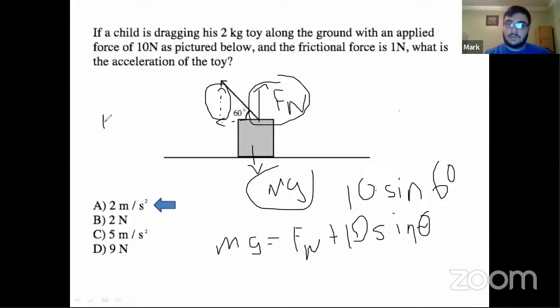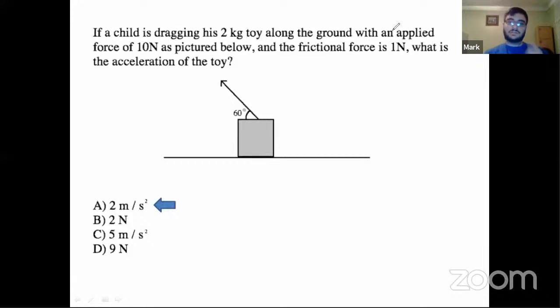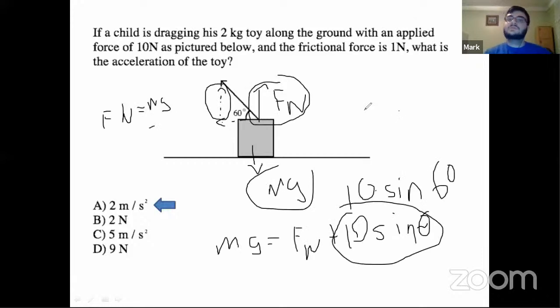So Fn, if you were to isolate it, is not equal to mg. It's equal to mg minus 10 sine theta. Does that make sense? Does that make sense to everybody? Normal force in this case is not equal to mg, even though it is a flat surface, because there's another force here that's going up. These two forces combine to equal mg.